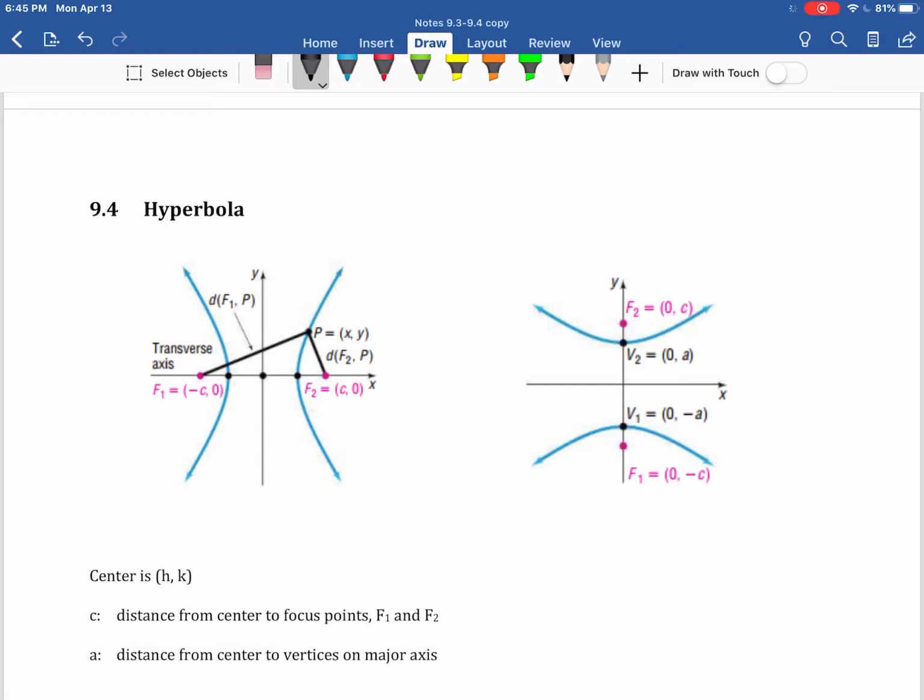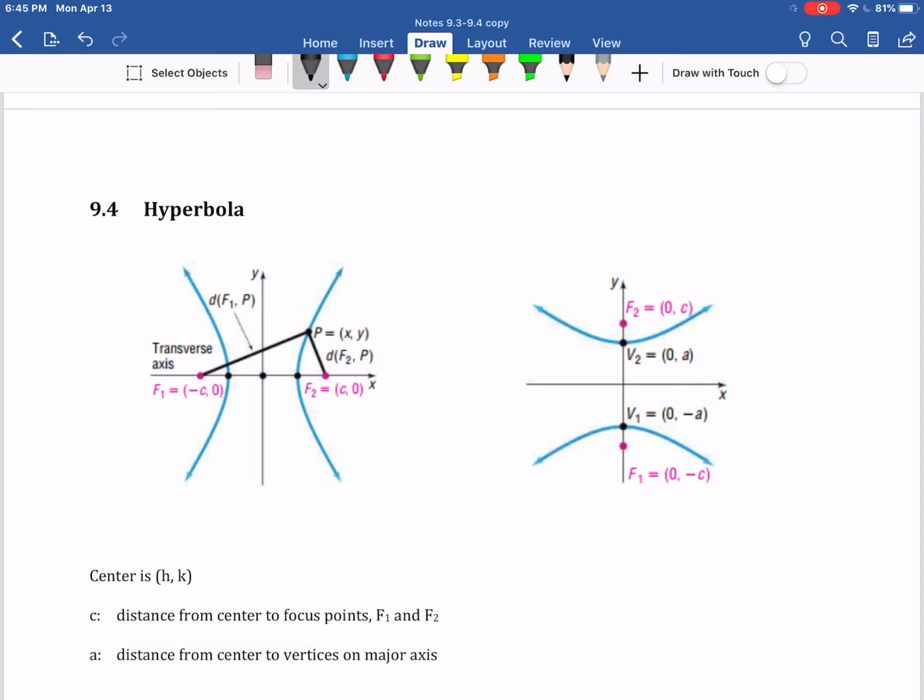The last conic section we're going to learn about is called the hyperbola. And just like the ellipse, the hyperbola has two focus points. The hyperbola is broken into two branches, as you can see there in your graphs. We're going to discuss both setups.